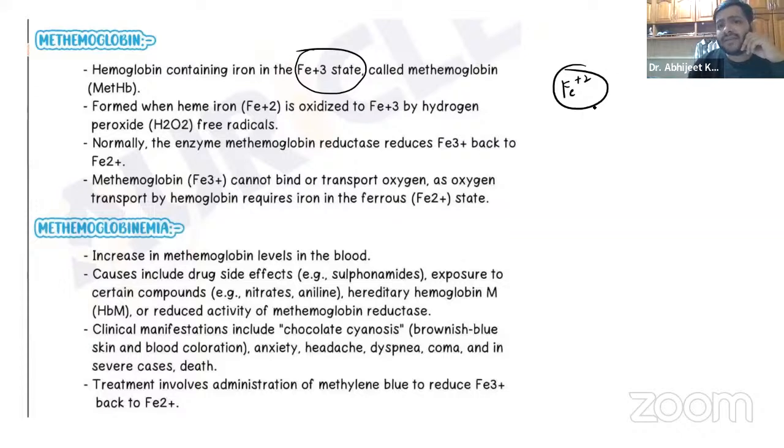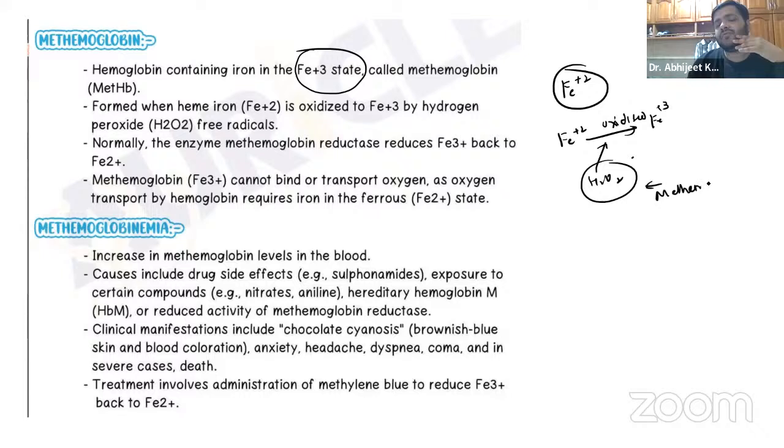Now what happens? This Fe+2 is getting oxidized, guys. It is getting oxidized to Fe+3 via hydrogen peroxide free radicals, right? In a normal person, what is actually there? We have something called the methemoglobin reductase enzyme, which converts this Fe+3 again to Fe+2, right?